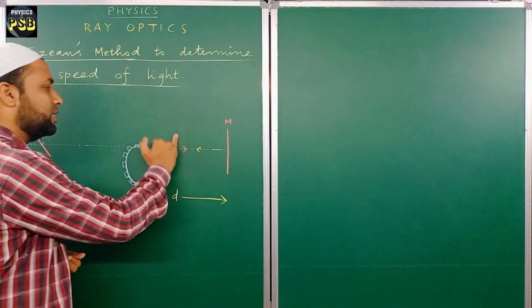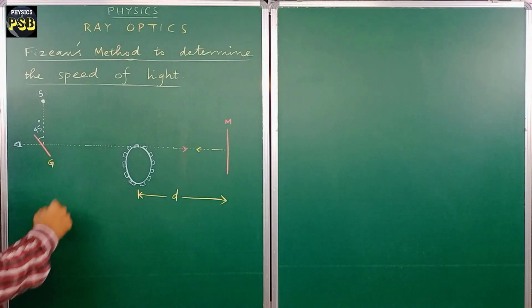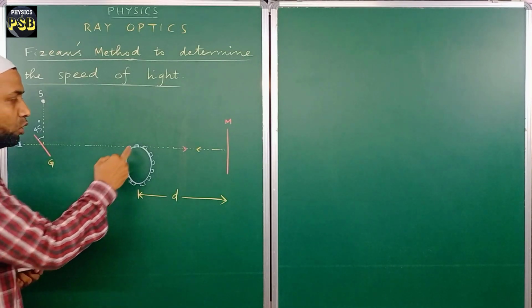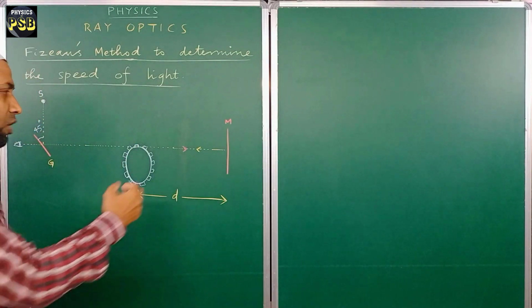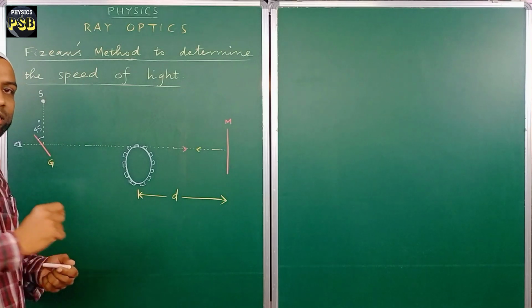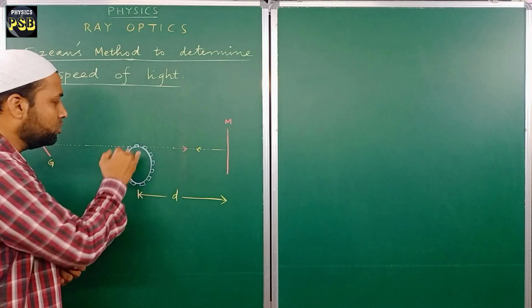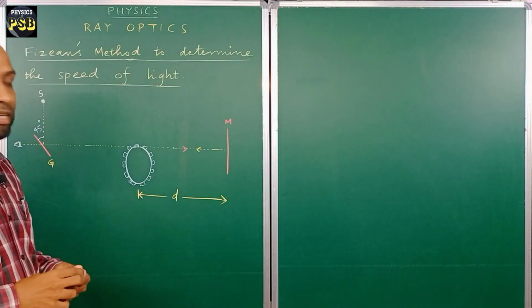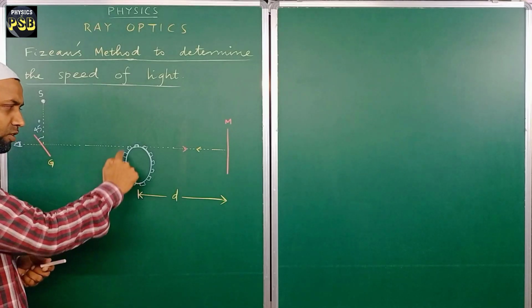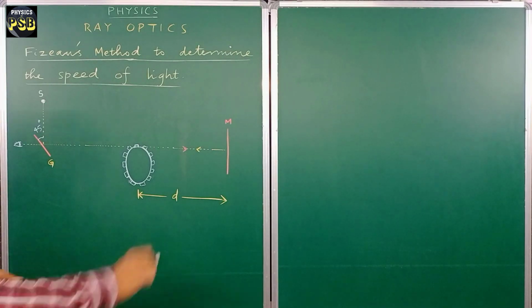Now, what is done? He made this wheel rotate in such a way that the ray can pass through one cut, and when the light returns after reflection from the mirror M, it is allowed to hit the tooth which is next to the cut through which it has passed earlier. In that way, the speed of this wheel is adjusted. Clear? By doing so, what happens?